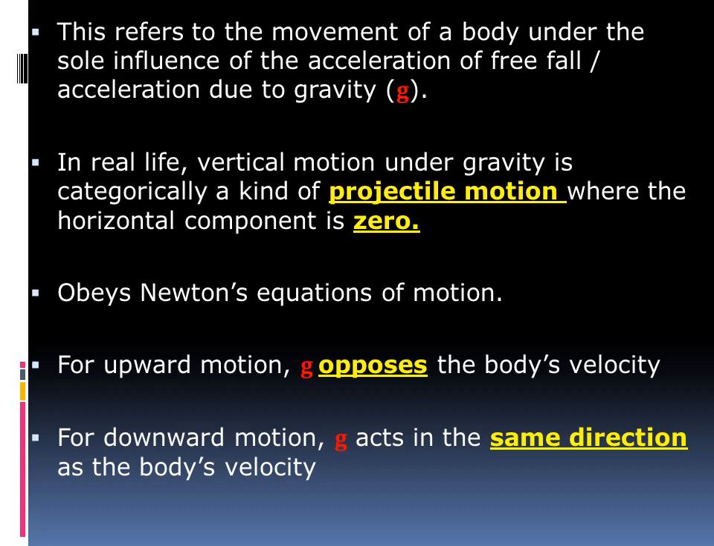Now, vertical motion obeys Newton's equations of motion very precisely. There is a simple trick to know when dealing with questions under vertical motion. For upward motion, since the body moves in a direction opposite to that of the acceleration of free fall, we negate the value of g. But for downward motion, where the velocity of the body is in the same direction as that of g, we assign g to be a positive value. So that determines your equations either becoming negative or becoming positive.